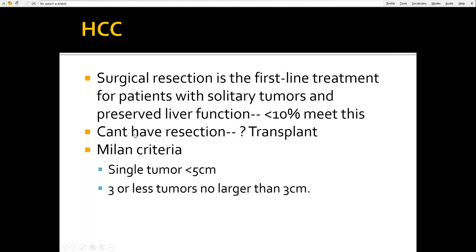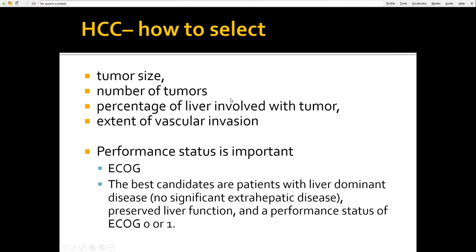So we use this Milan criteria: single tumor less than 5 centimeters, 3 or fewer tumors no greater than 3 centimeters is basically what you want to remember for this Milan criteria and how to treat these patients. You select on the tumor size, the number of tumors, the percentage of the liver involved, and what's important is this ECOG status. How is the patient themselves?